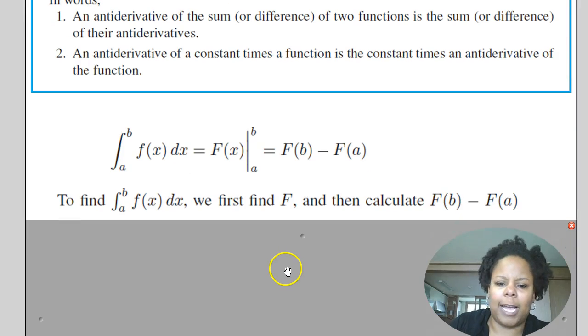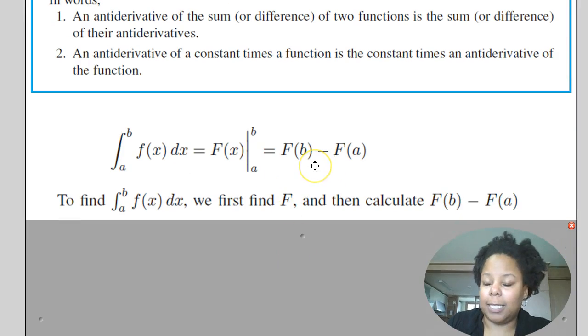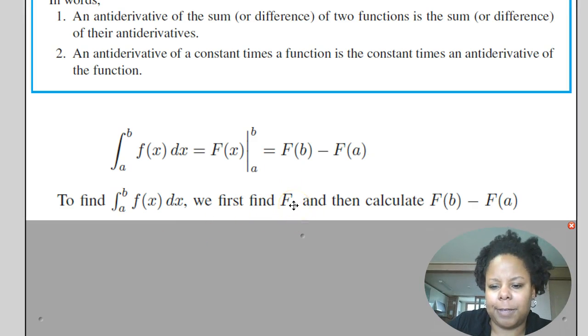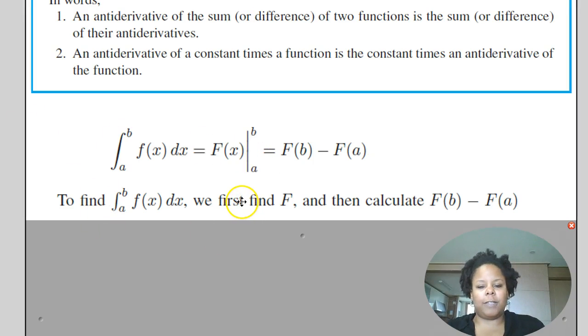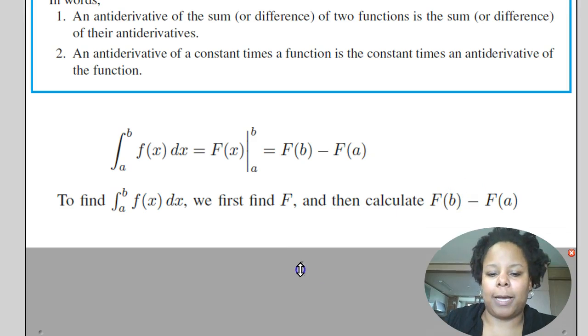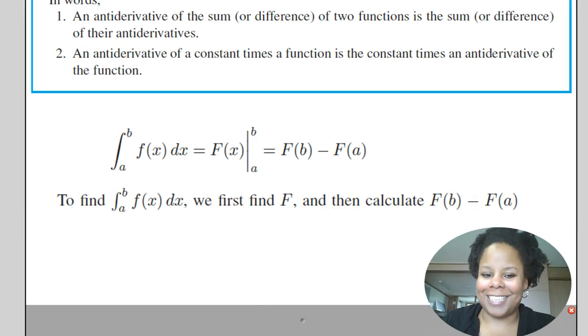And just to summarize how you would determine what the indefinite integral is, you must first find big F, and you can find big F using the previous tools. And if you want to use the definite integral, then calculate big F of b minus big F of a. And that's it. Sorry it took so long, but I wanted to do some examples.